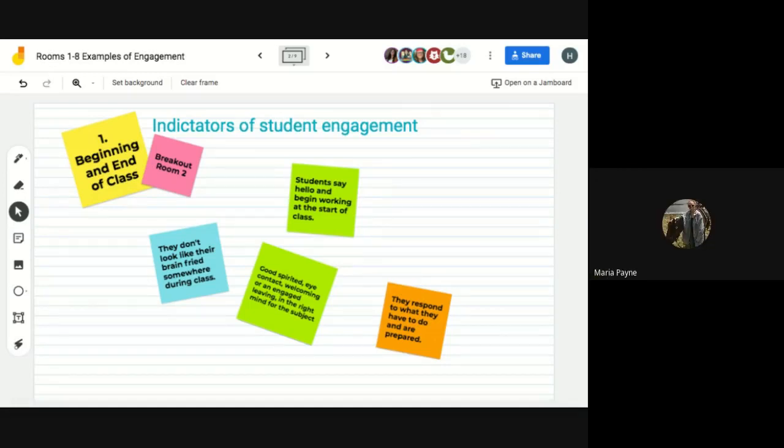I was in group 2. So we had the beginning and the end, and at the end it noted that when the students leave, they don't look like somewhere they clocked out, so their brain wasn't fried at the end. So they were ready for the next classes. They were engaged through it and didn't clock out. And then at the beginning, no matter what mood they're in, they say hello. And then they sit down and start working, and they have all their materials. And then another one in my group mentioned that they're good spirited, and they have eye contact, and they're welcoming or engaged before leaving in the right mind. So that was mine with the brain being fried.